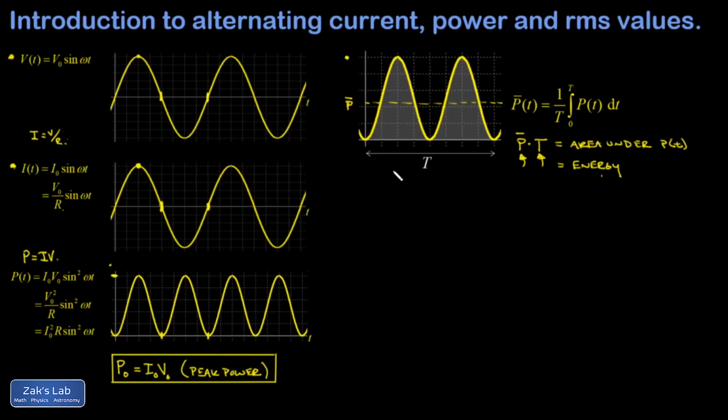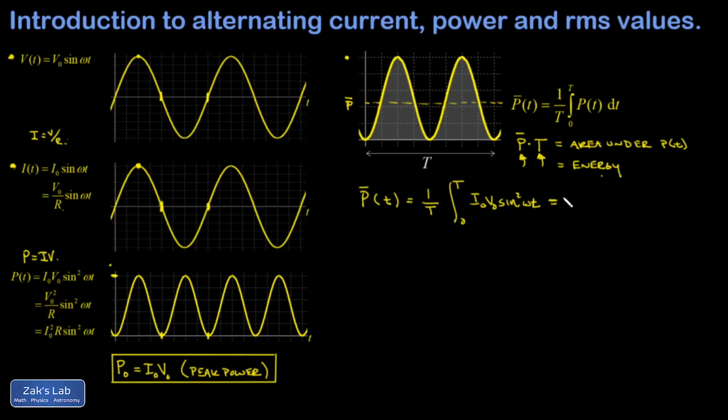So the calculus part is that we need to actually perform this integral. And my power as a function of time is given by I naught V naught sine squared omega t. But remember that omega could be written as 2 pi divided by the period.